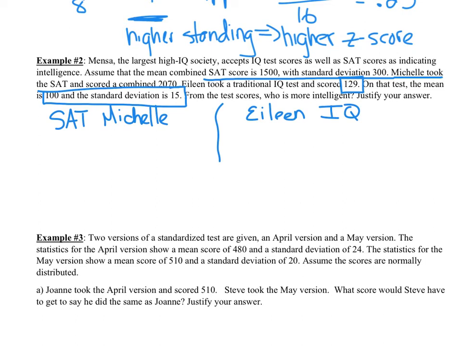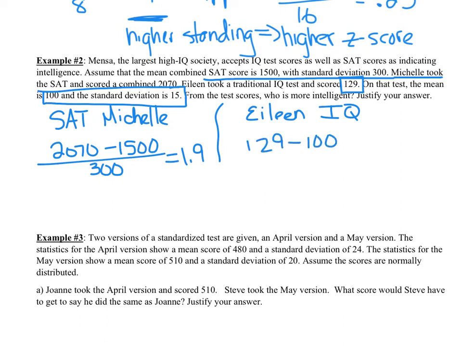Okay, so what we do is we figure out the z-score for Michelle. She got a 2070. The SAT's mean was 1,500. We subtract and divide by 300. When we do that, we get approximately 1.9. Now rounding is up to you. You'd have to see the results to see which one's best. But you're just comparing, so we're not going to tell you where to round to when you're just comparing two scores. And Eileen's is 1.93 repeating. So when you do something like this, which one is higher? Well, this one is higher. So Eileen is slightly more intelligent.